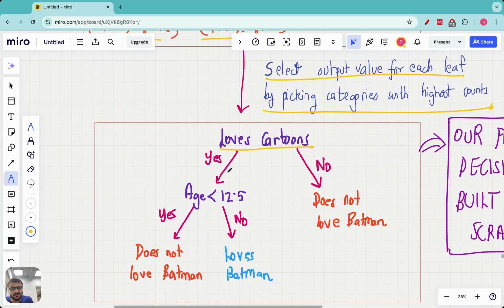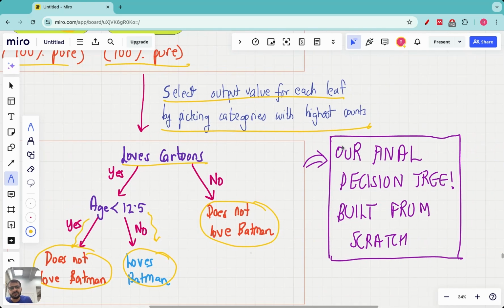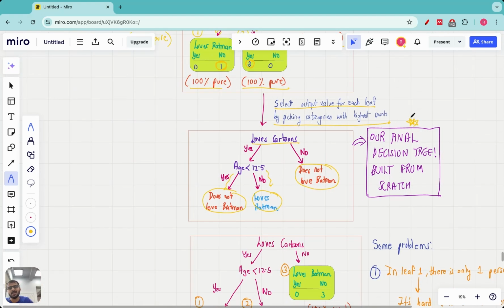You ask the question loves cartoons, it will be yes and no. If it's no, that person does not love Batman. If it's yes, you look at their age. If the age is less than 12.5, it means they do not love Batman. If the age is greater than 12.5, they indeed love Batman. Amazing. So we have actually constructed the entire decision tree from scratch.